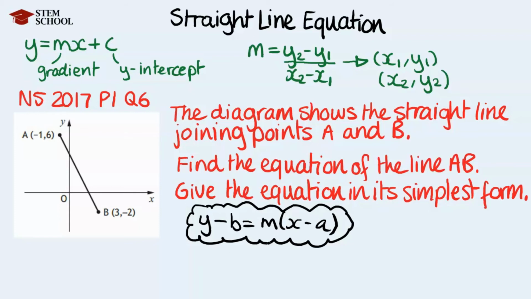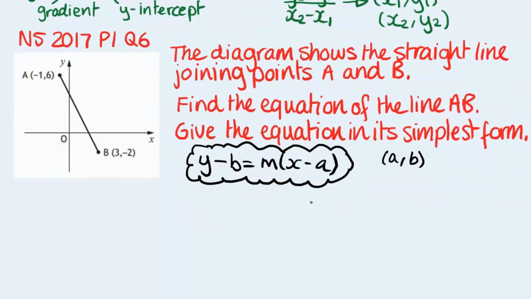What we still have is m, which is the gradient, but we have these new letters a and b. Now a and b are just the x and y coordinates of a point. I'll show you how to use this formula in this question, but essentially what you need to remember is we use this equation whenever we don't know what the y-intercept is. So let's have a go at this question then.